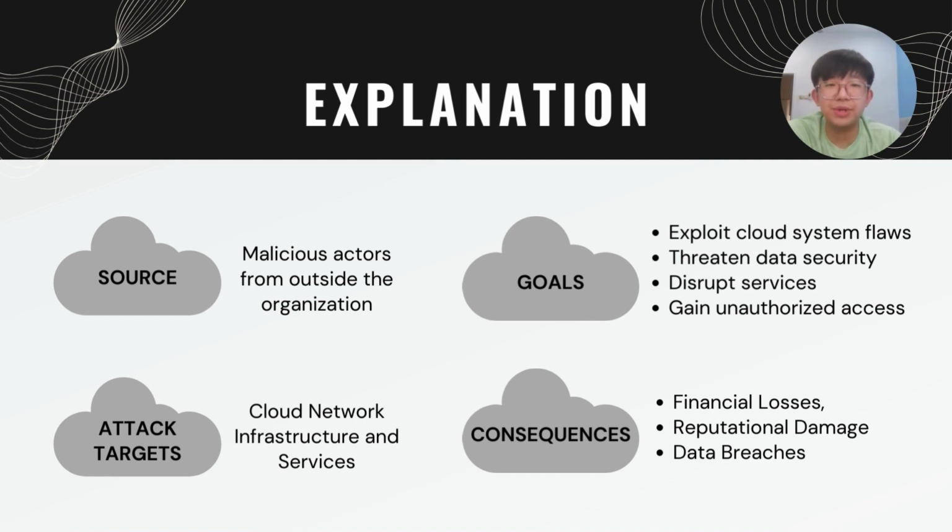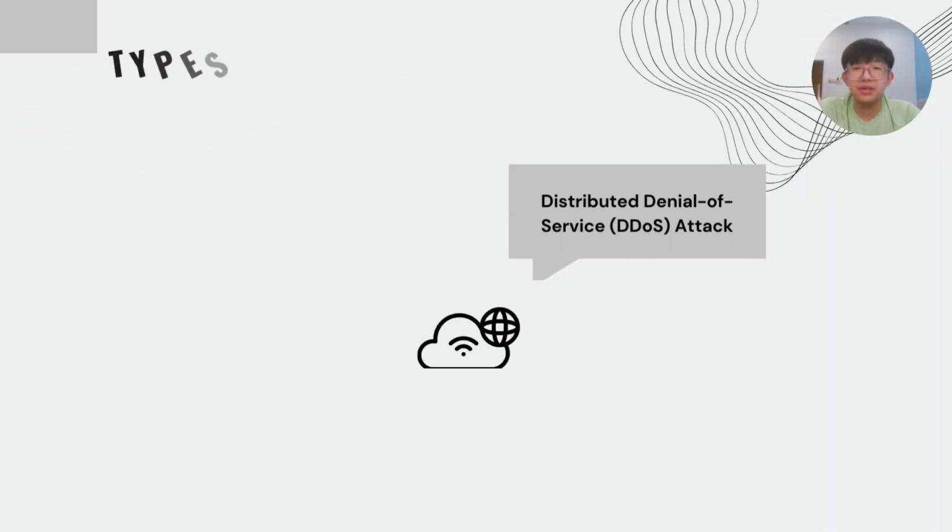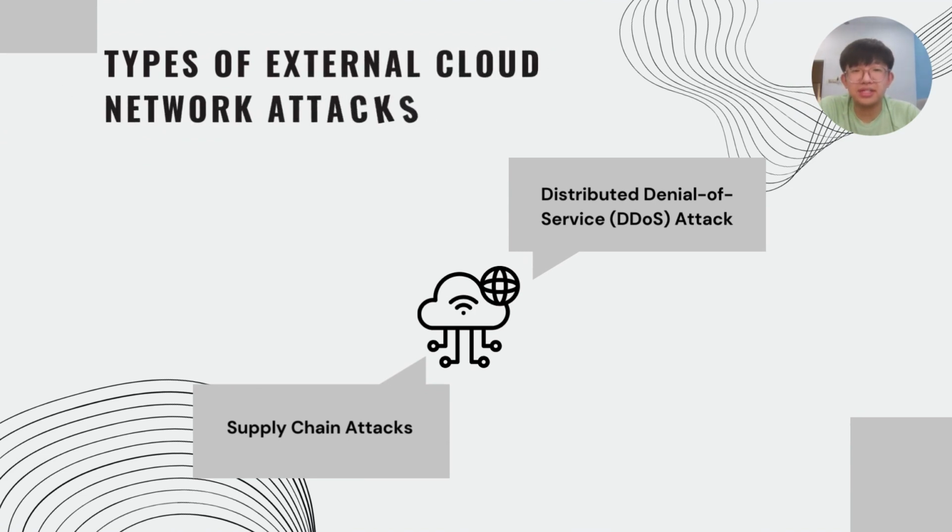Due to the large volumes of data that some large organizations store, cloud environments become appealing targets for malicious attackers. Attacks on external cloud networks of the organization may result in serious consequences like financial losses, reputation harm, and also data breaches. There are two types of external cloud network attacks that we found through the research, which are the distributed denial of service attack, known as DDoS attack, and also the supply chain attack. I'll be covering both of them in the following slides.